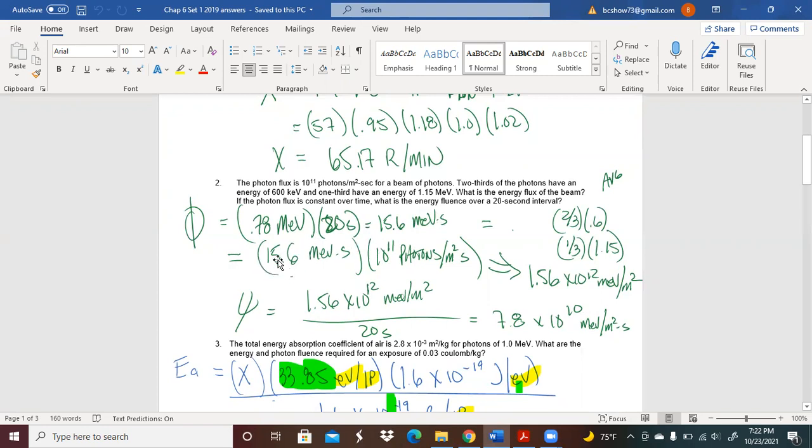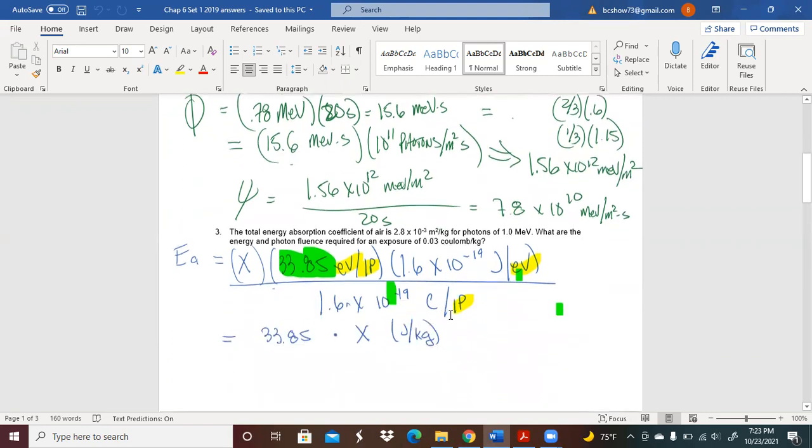So we have this to be multiplied by the photon flux for this particular beam of photons. Multiply those two together, and we come up with 1.56 times 10 to the 12th MeV per meter squared. So what is the fluence rate? Well, it's going to be whatever our fluence happens to be divided by the amount of time that it takes to produce that. When we do that, we come up with 7.8 times 10 to the 10 MeV per meter squared seconds.